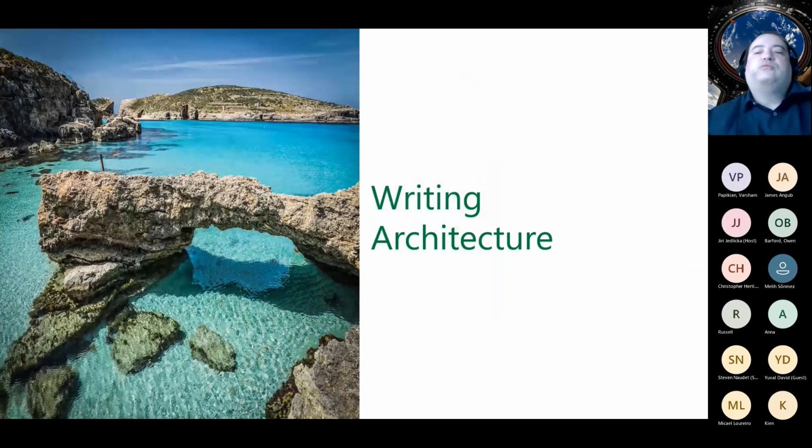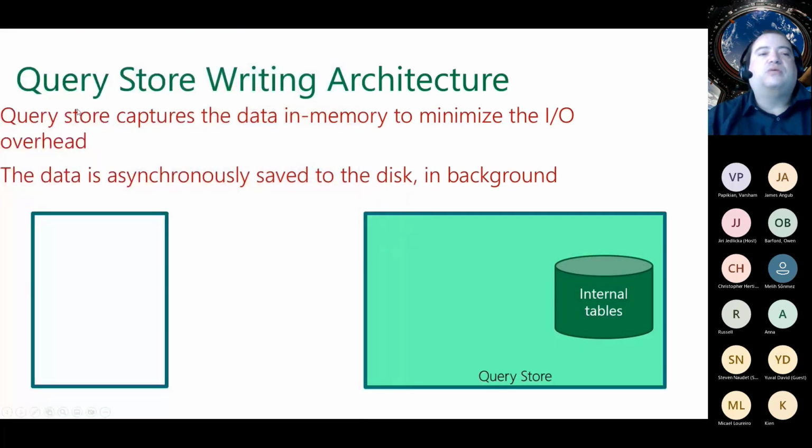So, writing architecture. What do I mean by writing architecture? I'm saying that Query Store is enabled at the database level, and Query Store writes data to the database. And how is this architecture of writing data to the database? Query Store captures the data in memory to minimize the I/O overhead. And the moment it saves data to the disk is asynchronous. It saves to internal data tables on the disk in an asynchronous way.